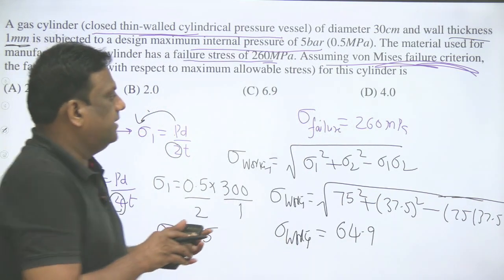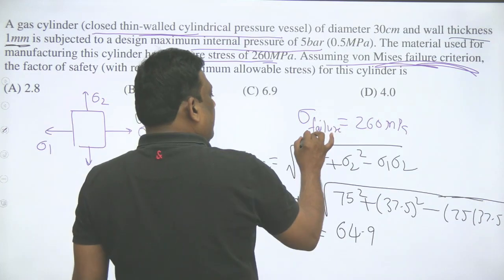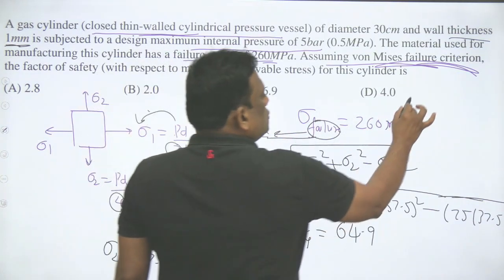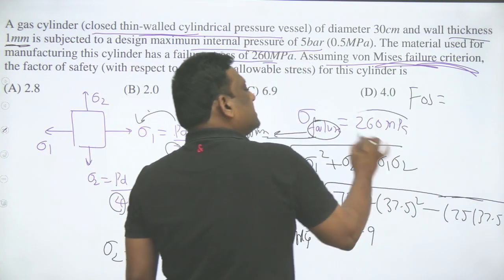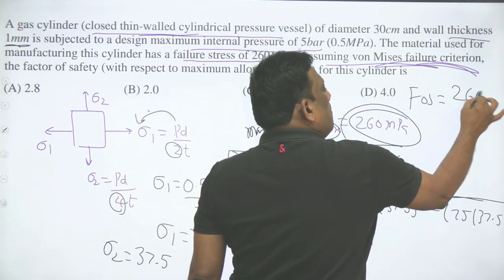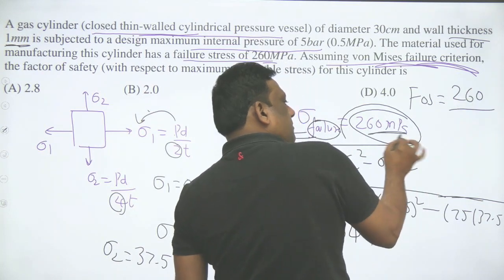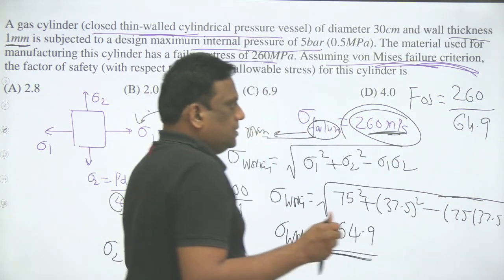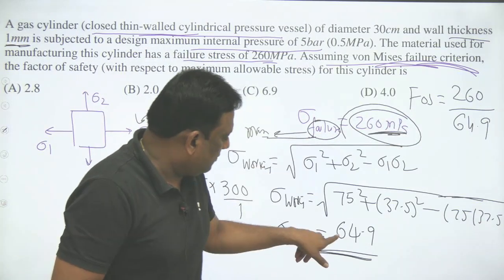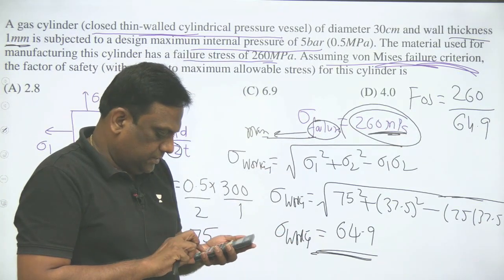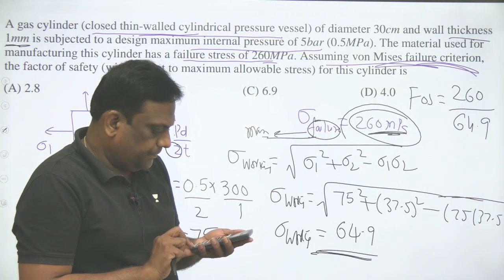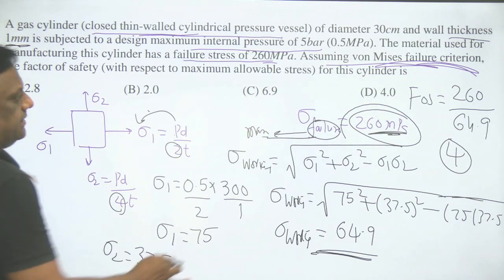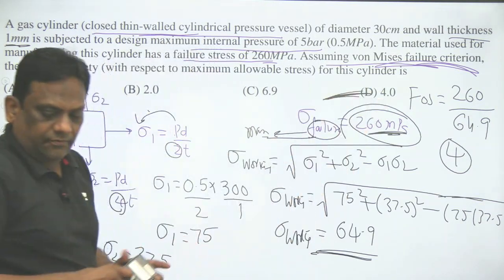And what is the factor of safety? It is nothing but the maximum by working. Failure is the maximum. So the factor of safety is the maximum stress of the material by the allowable stress, that is maximum by working stress. What is the working stress? 64.9. So the maximum is 260 and the working is 64.9. So this is into 260. I am getting this value as 4. Is it there? Yes, it is there. Absolutely, very good, sirs.